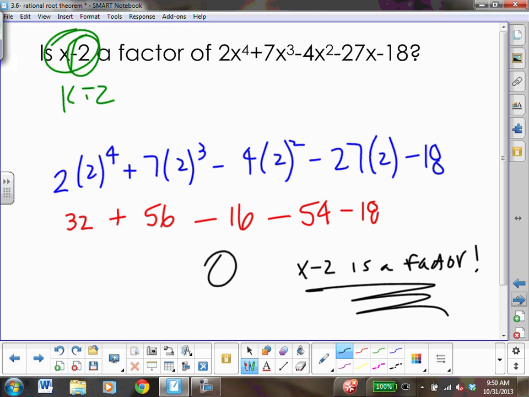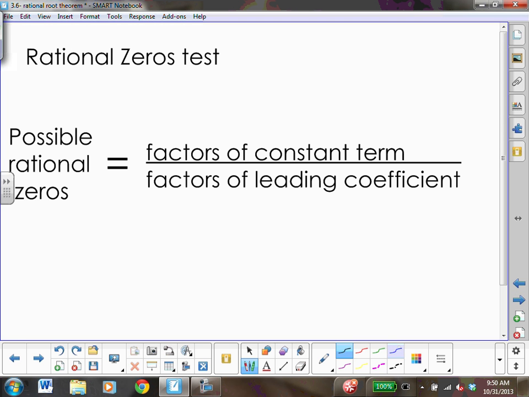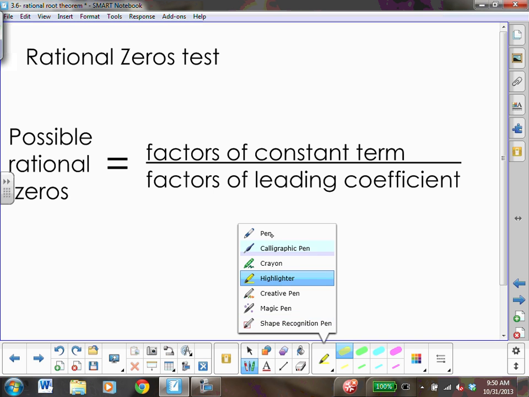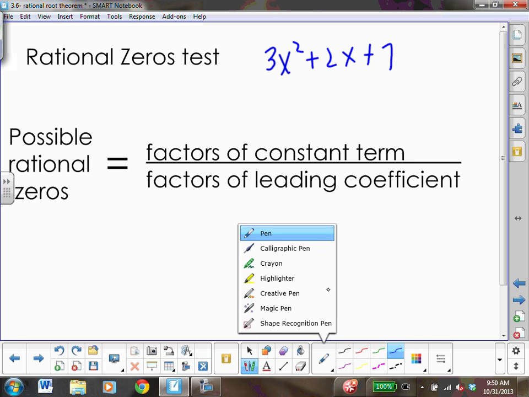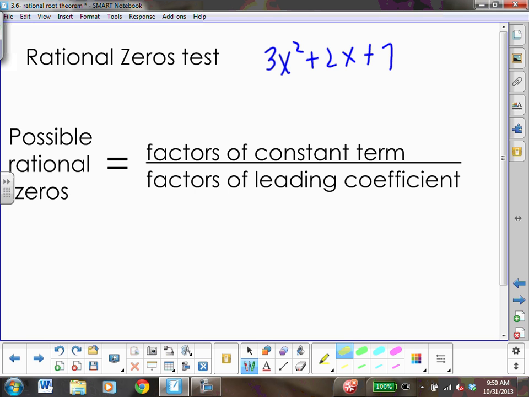And this leads us to our next step, the rational zeros test, also known as the rational root theorem. It states that at least one of the zeros of the function can be expressed by taking a factor of the constant term. So, for example, 3x squared plus 2x plus 7. So if there is a 0, then that 0 will come from, or can be represented by, one of the factors of the constant term divided by one of the factors of the leading coefficient. Which seems a bit strange, but here's how we apply it.